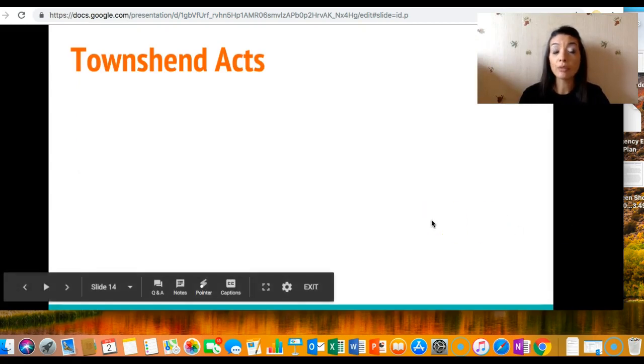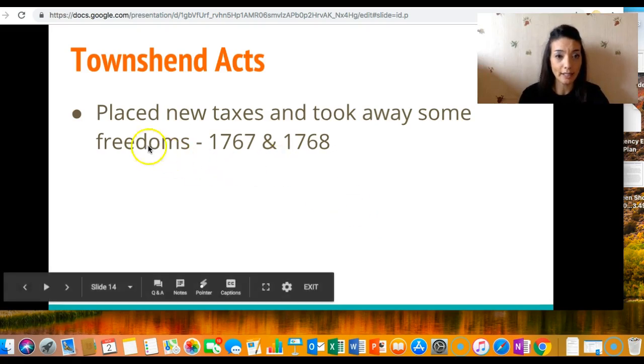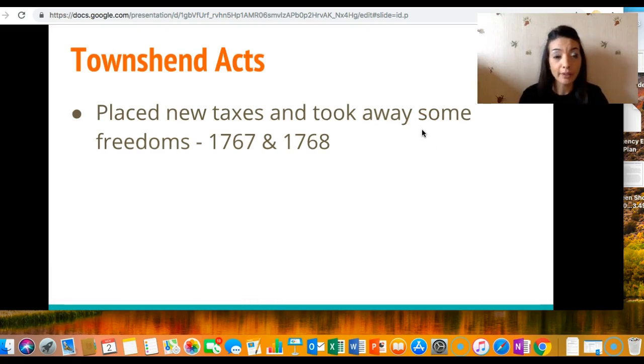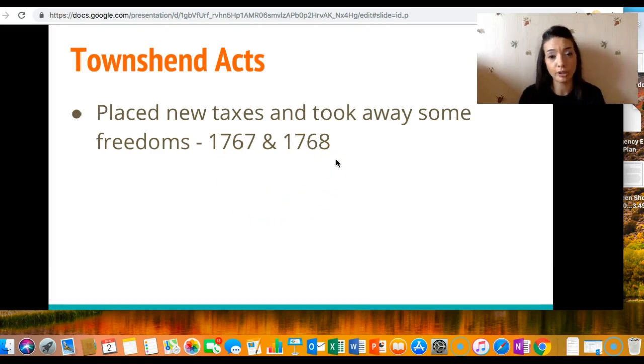Okay, now we're moving to the Townshend Acts. Now, the Townshend Acts were actually a couple of different acts, and what it did was to place new taxes and actually took away some colonial freedom. And so there were a couple of these that were passed in 1767 and 1768, so over a 2-year time period.